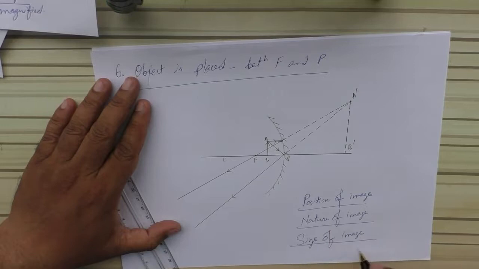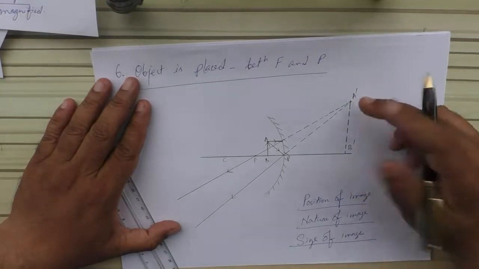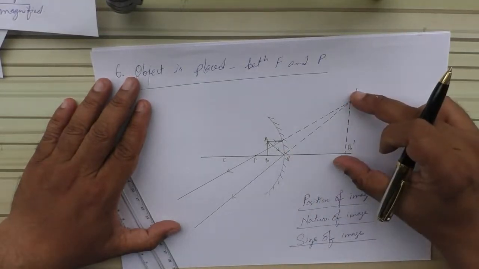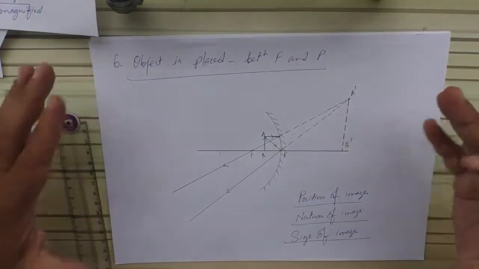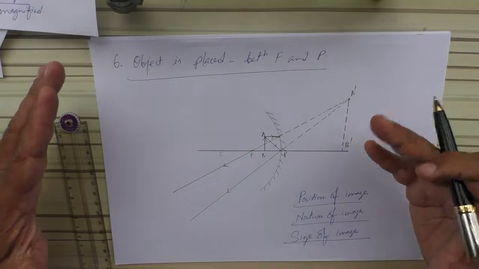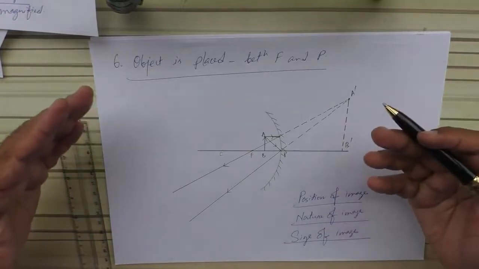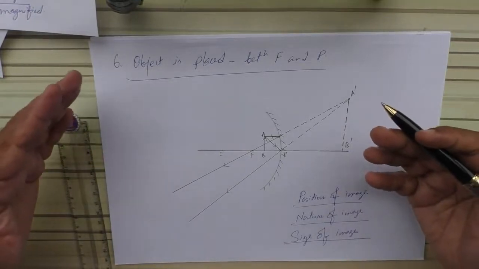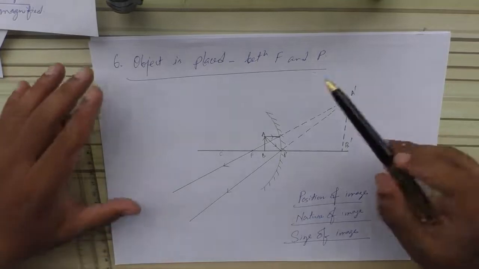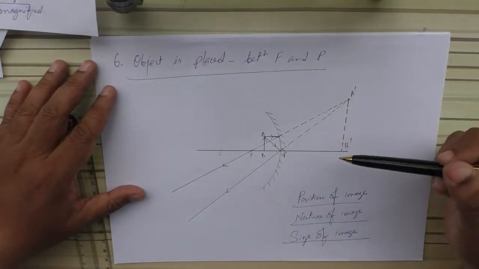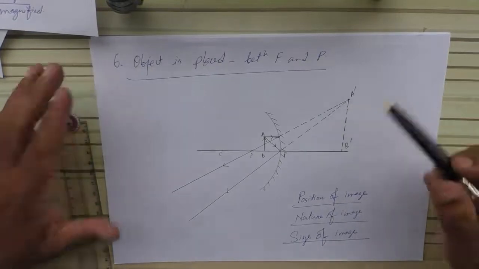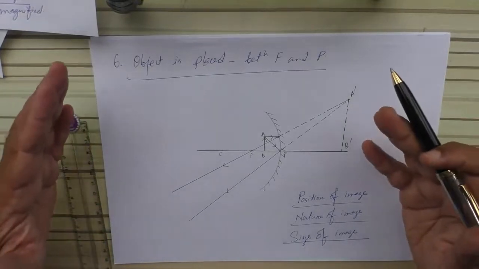Size of image is highly magnified compared to the object. So this is one of the most important diagrams, because out of the 6 diagrams, all 5 form a real and inverted image, and for the 6th one, for the position between focus and pole, we get a virtual image which is highly magnified. And this is a very important property of the concave mirror.